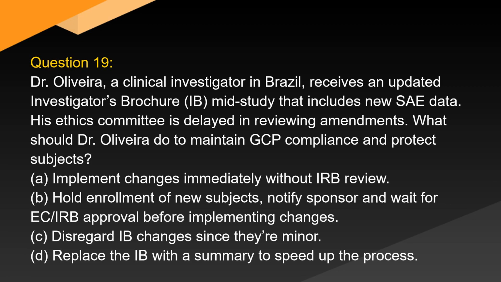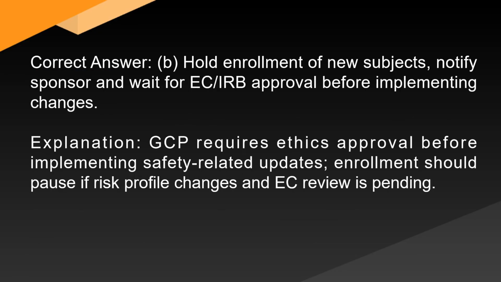C. Disregard IB changes since they're minor. D. Replace the IB with a summary to speed up the process. Correct answer. B. Hold enrollment of new subjects. Notify sponsor and wait for EC/IRB approval before implementing changes. Explanation. GCP requires ethics approval before implementing safety-related updates. Enrollment should pause if risk profile changes and EC review is pending.